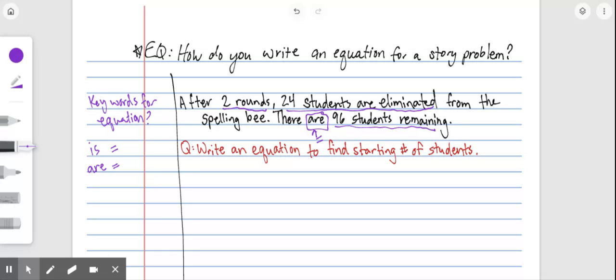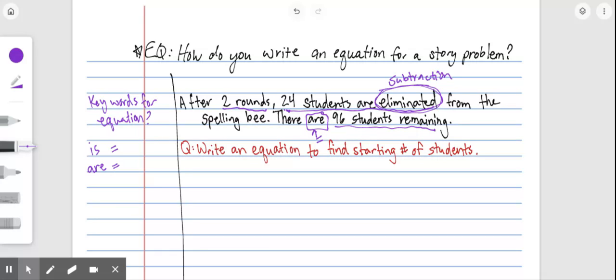Okay. All right. So then now that I'm looking at this, I know that whatever happens over here has to equal 96 students remaining, right? So it says write an equation to find the starting number of students. So let's think about it. There are a few different ways that we could write this. I know that 24 students are eliminated. This word eliminated is telling us an operation. It is not on our charts. When I eliminate something, what am I doing with it? When I eliminate something, I'm taking it away. So this is subtraction. Okay. So I've subtracted 24 students because I eliminated 24 students.